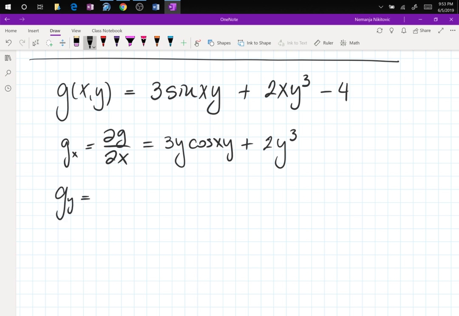g_y, this is partial derivative of g in respect to y, is going to be 3x cosine xy. Because this time around, x is a constant, so you kick that outside of the function. Plus 6xy squared. Because the derivative of y cubed is 3y squared, and then 3 times 2 is 6.